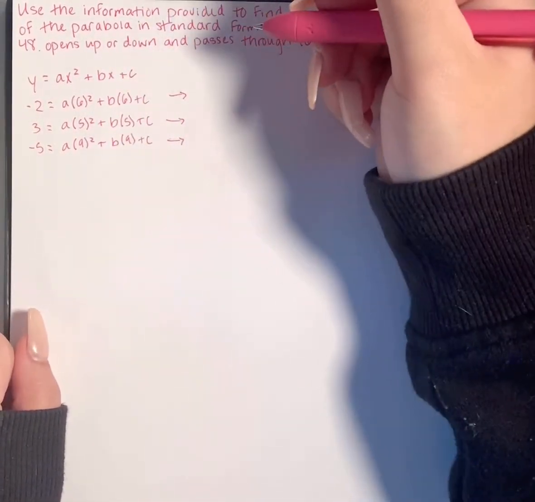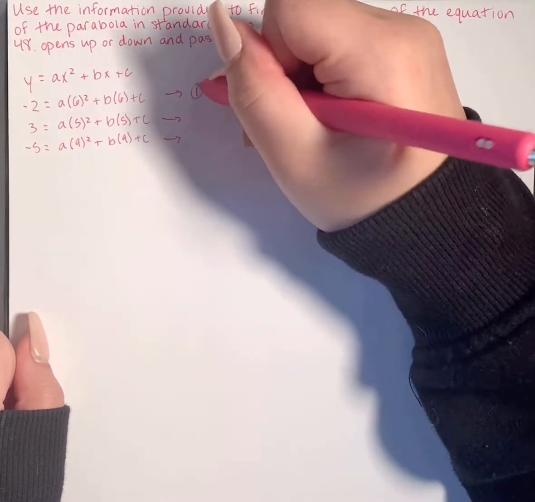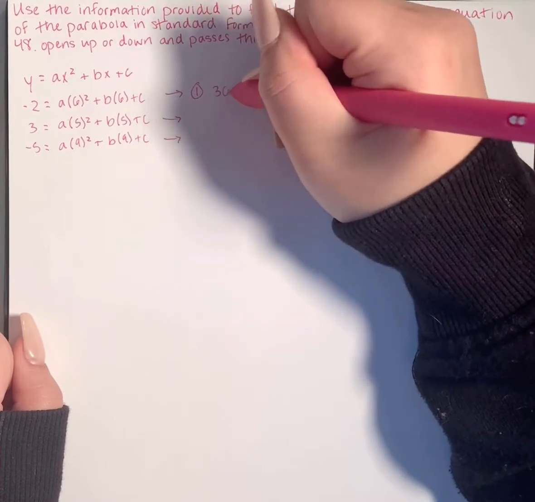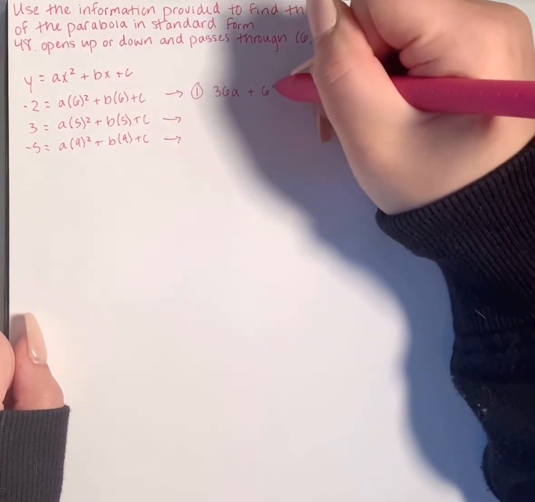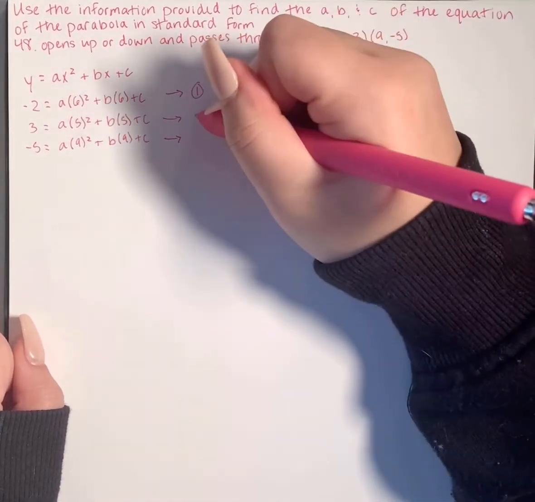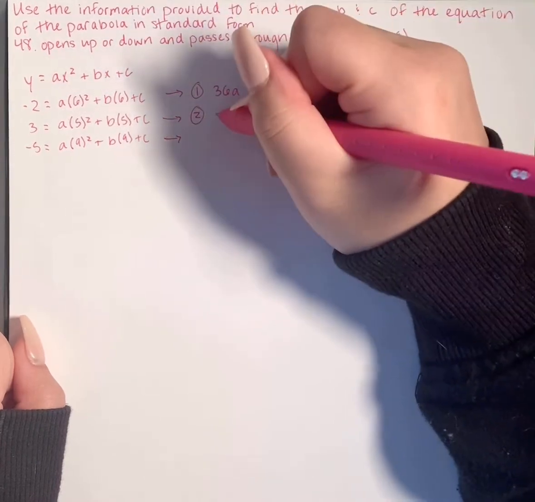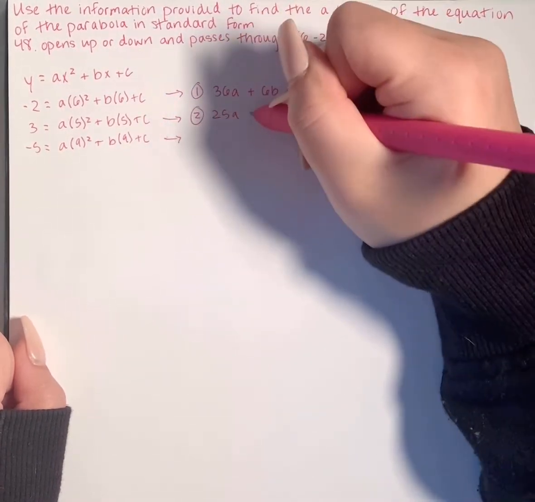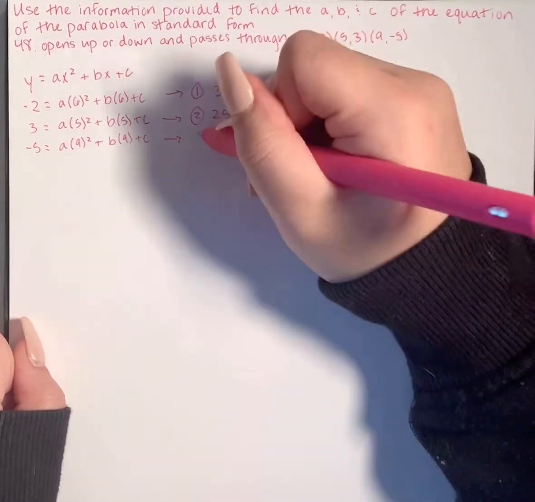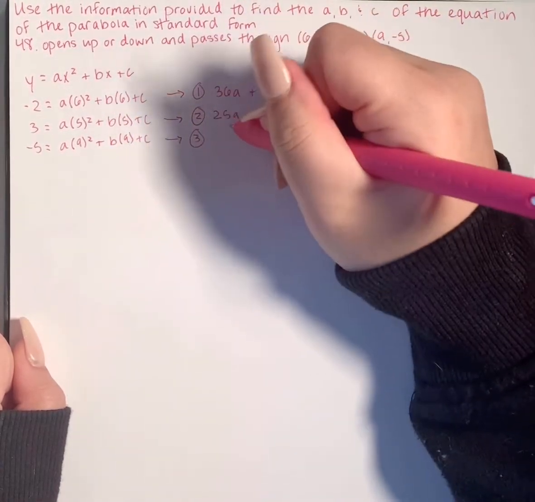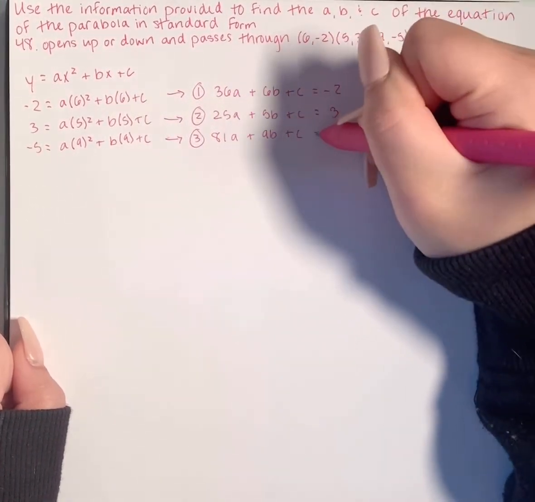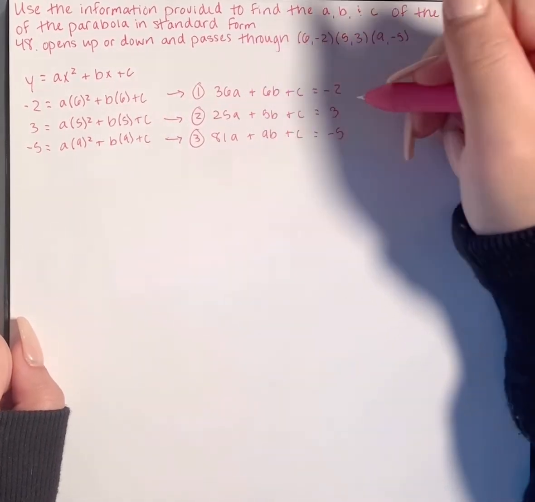And then you're going to want to number them. So this first equation, I'm going to switch around the order a little bit. So this one's going to be 36a plus 6b plus c equals -2. And then our second equation is 25a plus 5b plus c equals 3. And then our third equation is 81a plus 9b plus c equals -5.